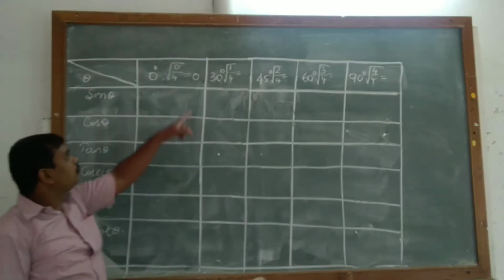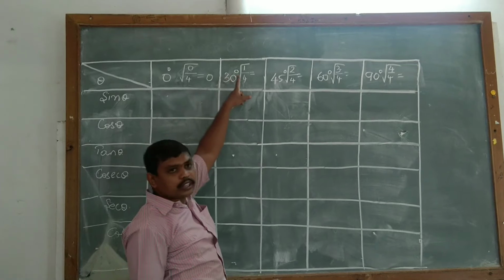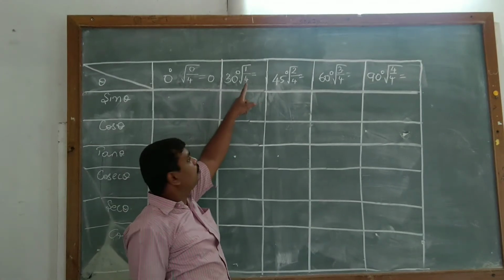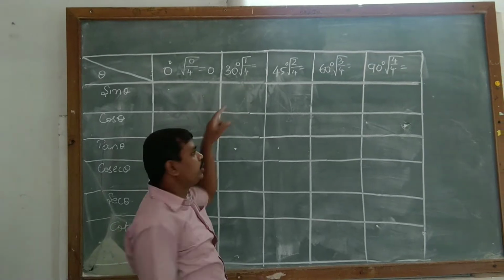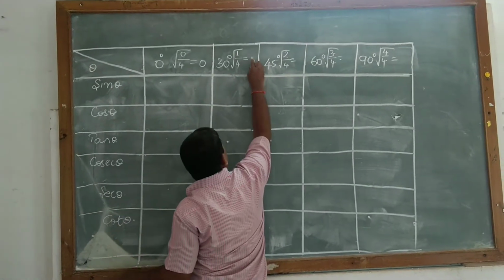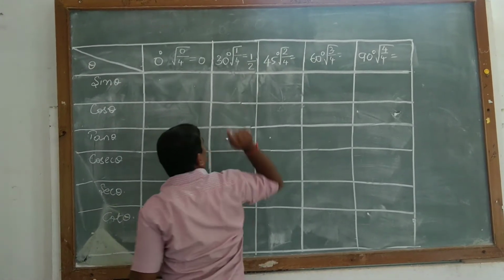Next, 1 by 4. What is the square root of 1? 1. 1 by square root of 4 is what? 2. Okay students? So that is equal to 1 by 2.